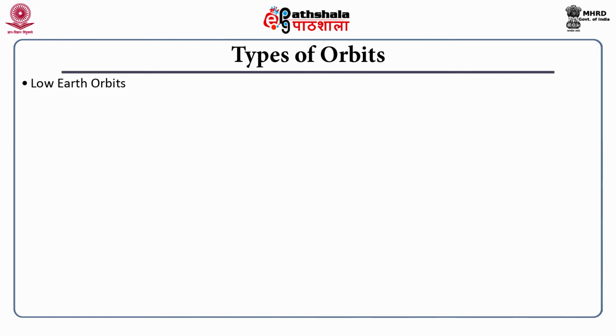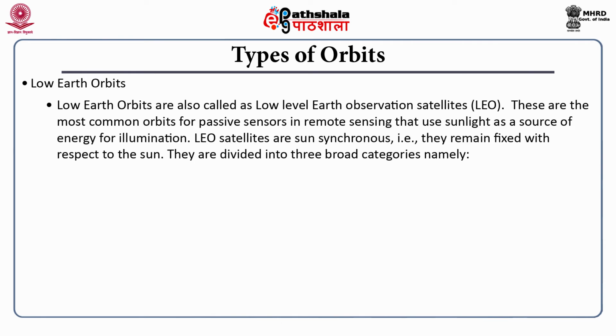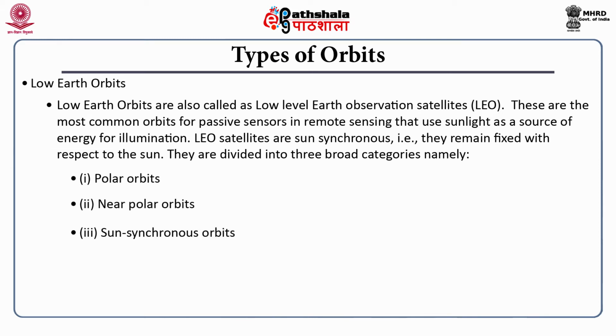Coming to the low earth orbits, they are also called low level earth observation satellites or LEO. These are the most common orbits for passive sensors in remote sensing that use sunlight as a source of energy for illumination. These low elevation satellites are sun synchronous, that is, they remain fixed with respect to the sun. They are divided into three broad categories, namely polar orbits, near polar orbits and sun synchronous orbits.